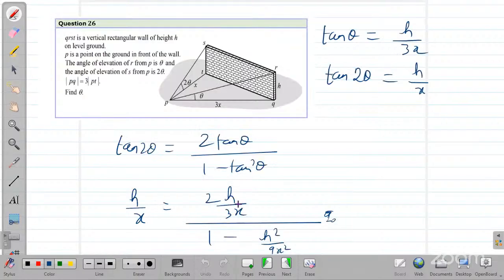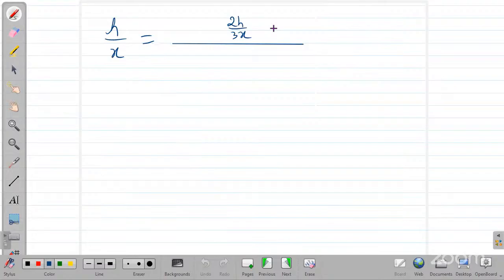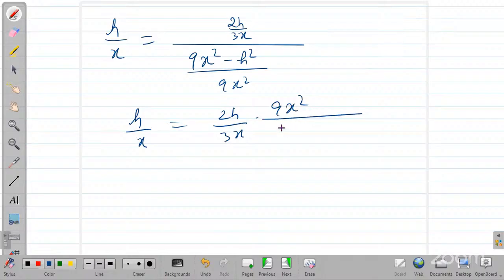So h over x is equal to 2h over 3x divided by 9x square minus h square, divided by 9x square. Is that right? We'll simplify this. So h over x equals 2h over 3x times 9x square over 9x square minus h square. So h cancels, x cancels.